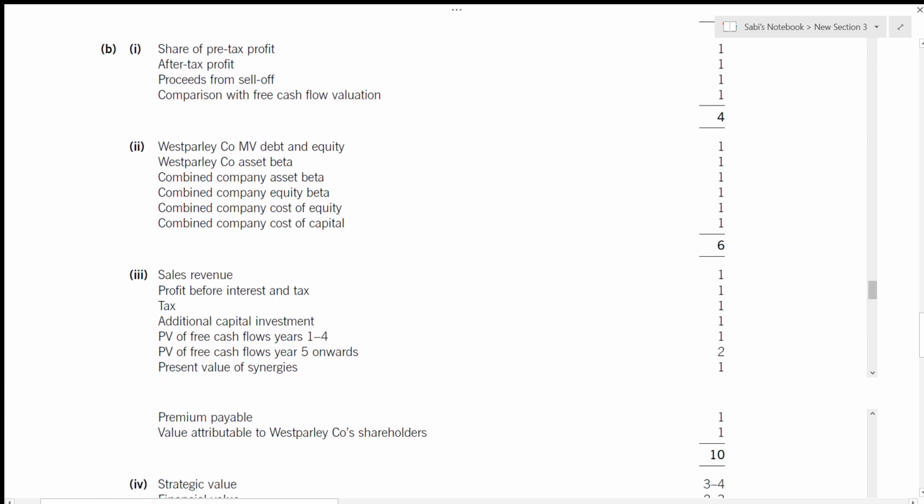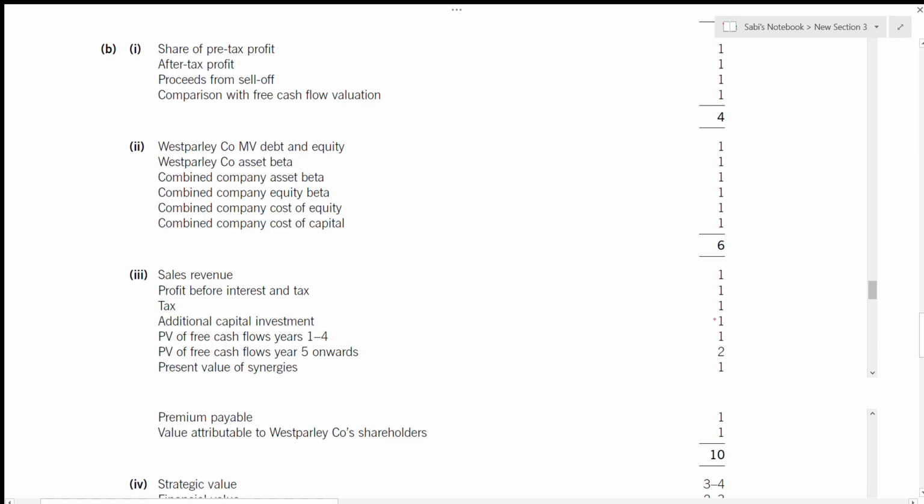Let's go to the value for the shareholder, West Parle shareholder. First, sales revenue we have calculated, just 1 mark. Profit before interest and tax. So you cannot miss even one line, right? Profit before interest and tax. Tax itself is 1 mark. Additional capital investment 1 mark. Present value from year 1 to 4, 1 mark.